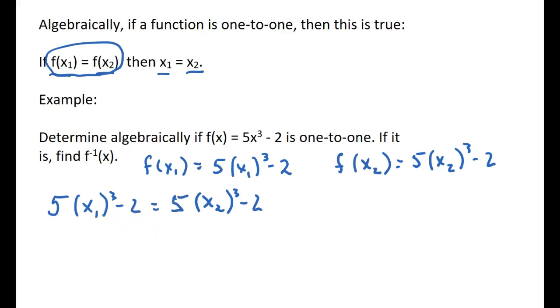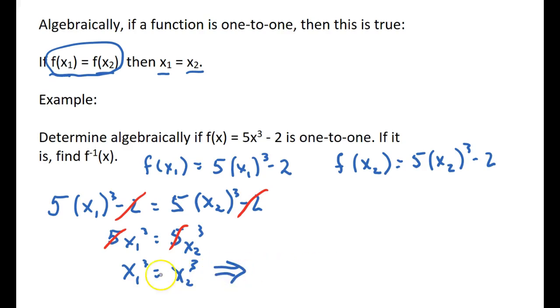Well, the first thing I can do is add 2 to both sides. So that's gone. And now I have 5 x1 cubed equals 5 x2 cubed. Well, now I can divide both sides by 5, so that's gone. And I get x1 cubed equals x2 cubed. And from that, if I take the cube root of both sides, I get x1 equals x2. So yes, this is 1 to 1.